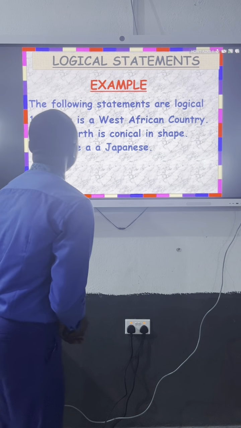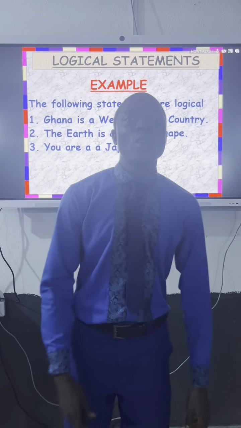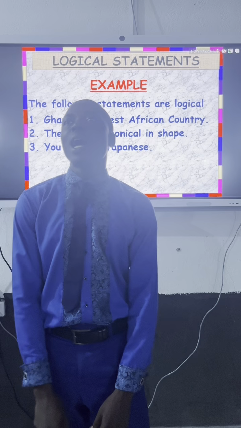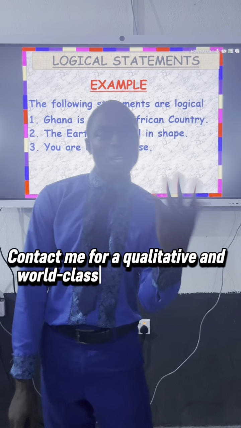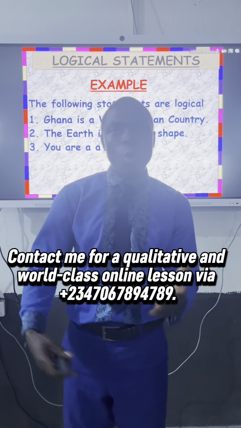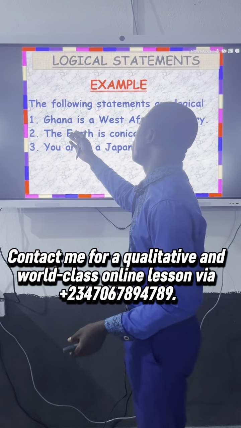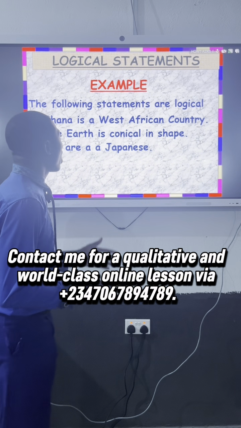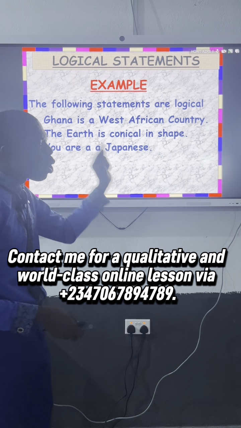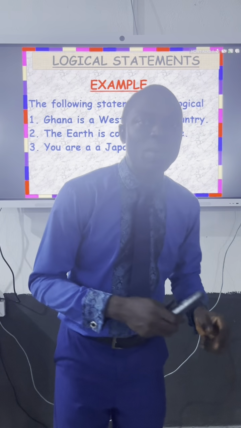Number two, the earth is conical in shape. The earth is conical in shape. Yes, you can say it's wrong. When you are able to tell if a statement is correct, if a statement is right or wrong, that's why we say that the statement is a logical statement. Even though number two is a wrong statement, because we are able to tell that it is false, it makes it an example of a logical statement.